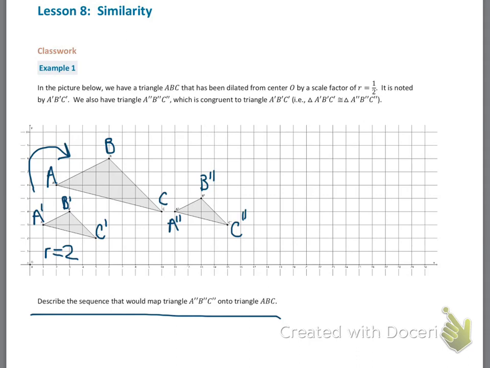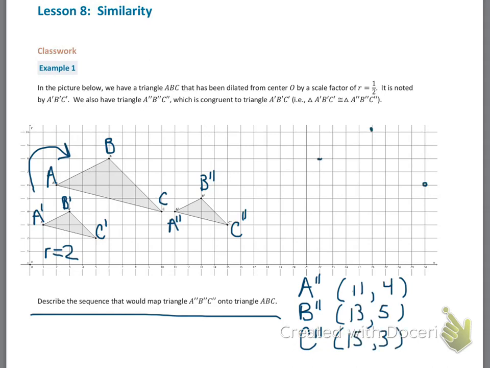And let's just use our coordinates to figure this out. So what are the coordinates of A double prime? Let's fill in the B double prime coordinates and C double prime coordinates. All right, so here are the coordinates of A double prime, B double prime, C double prime. They're 11, 4, 13, 5, and 15, 3.